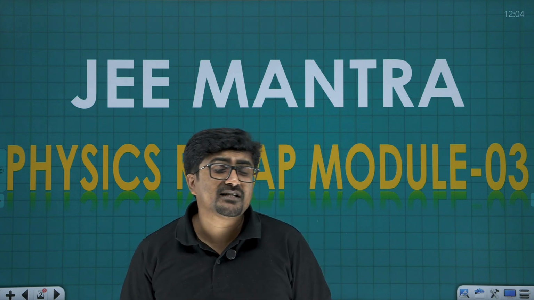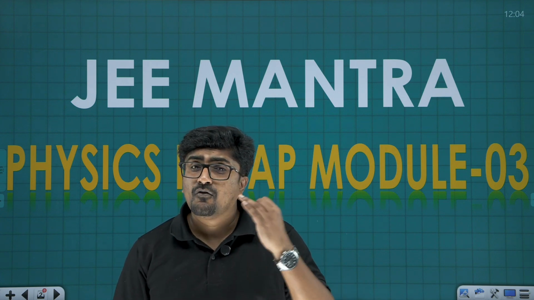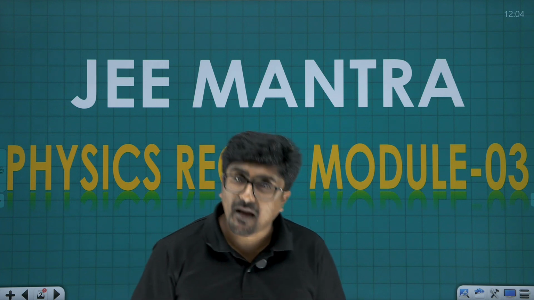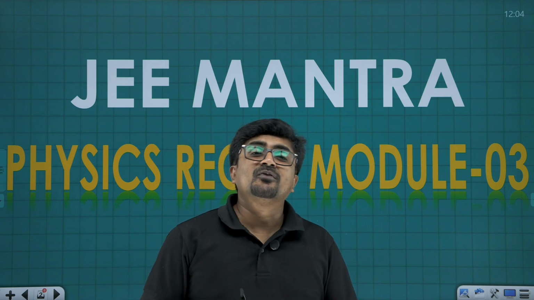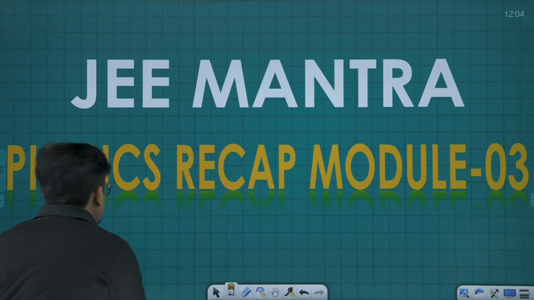In this module, we will be discussing three chapters: ray optics, wave optics and dual nature of radiation and matter. Not to waste time, moving to the very first chapter, that is ray optics.